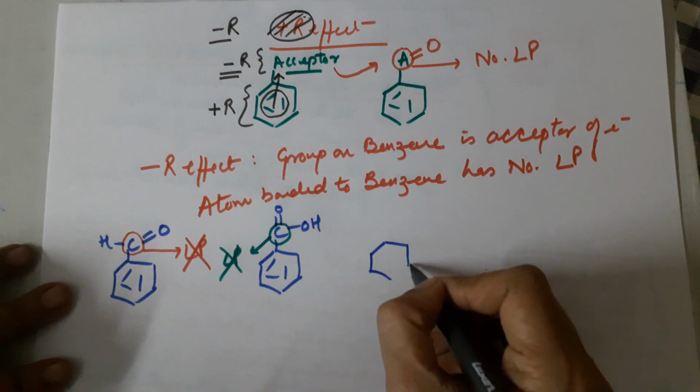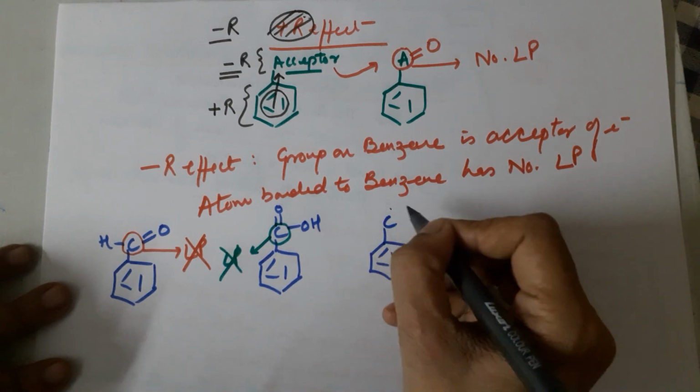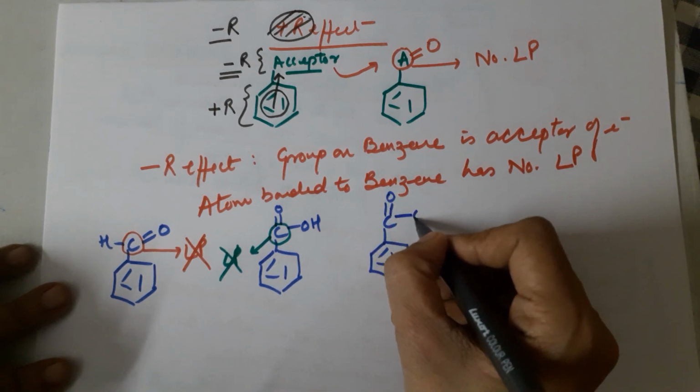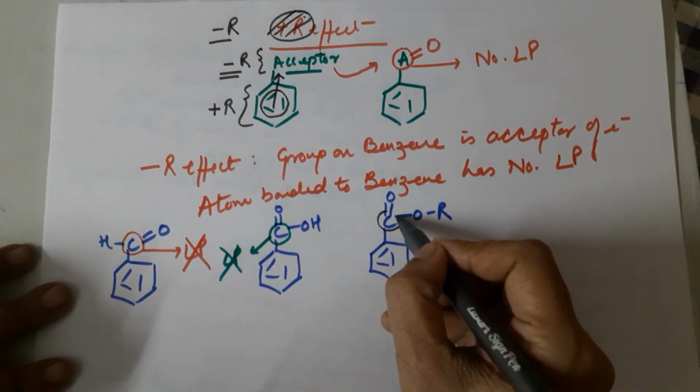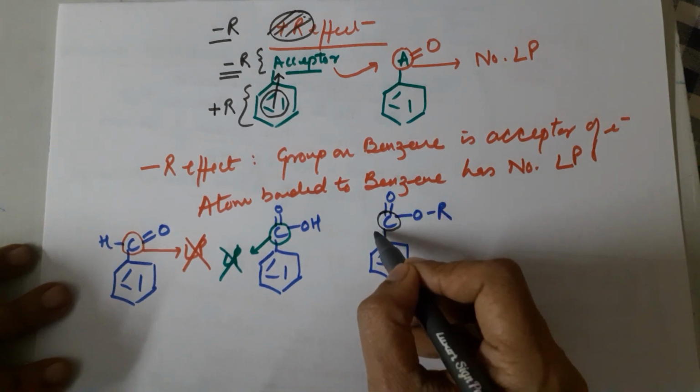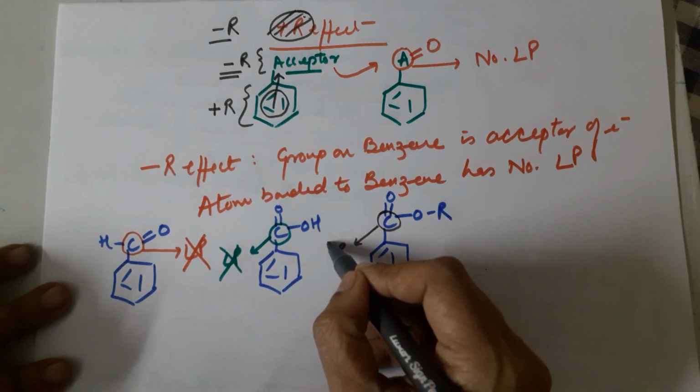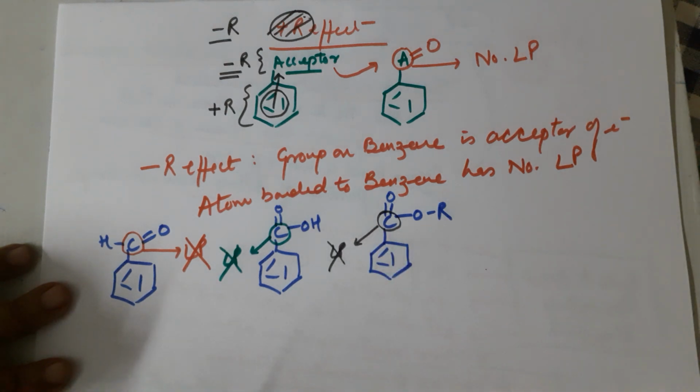Moving to the next example. The next example is an ester of this type. If you have an ester of this type, again this carbon has got no lone pair. So this would again act as an acceptor group, that is, it will show a -R effect.